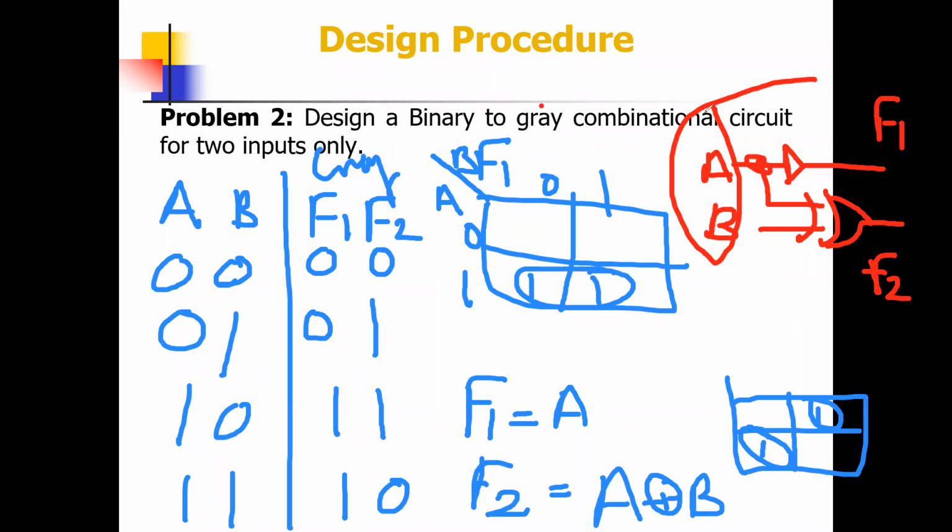Clear? So there are several questions in the book, in chapter 4. Try to do all the questions. Any conversion which you learned in chapter 1, you can design the circuit using this technique. These steps you will follow and you will get the circuit.